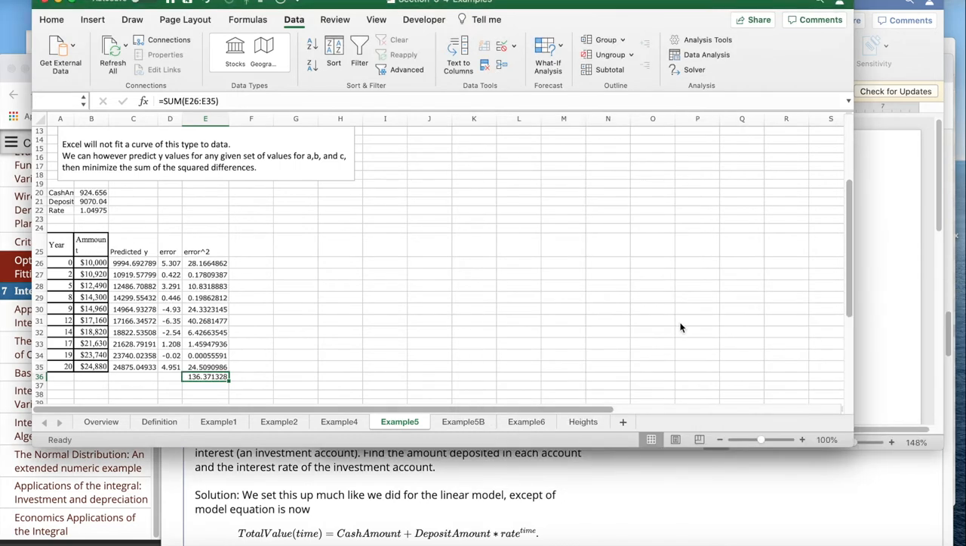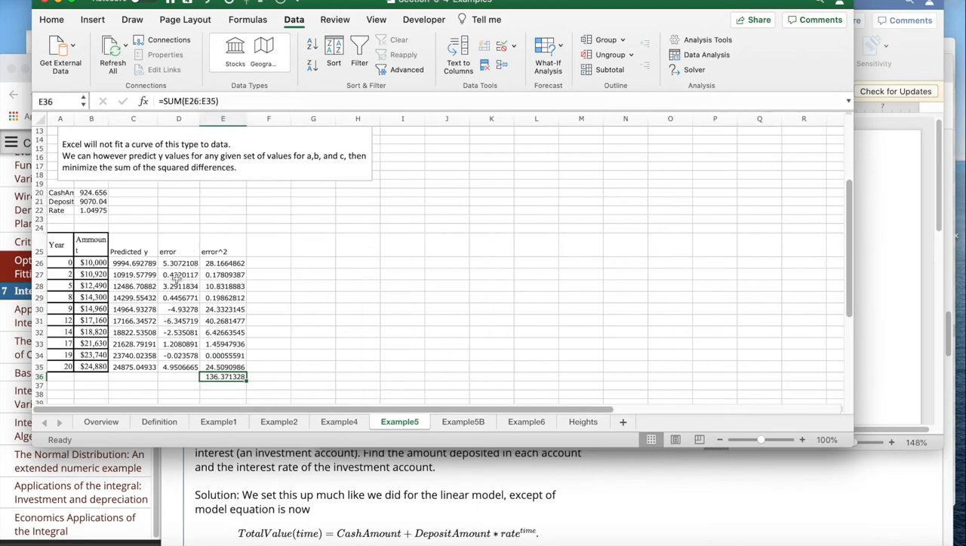And what I wind up seeing is that my cash on hand that I'm starting with was about $926. I put $9,000 in the bank, and I got almost 5% interest, and that gives me the best fit to the data that I've started with.